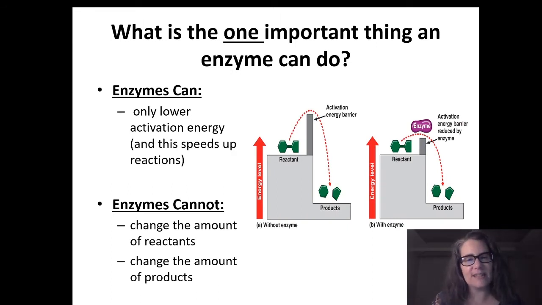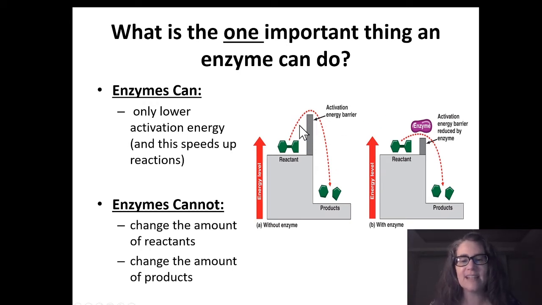So how do they do this? How do they speed up a chemical reaction? Enzymes really do one important thing. Enzymes lower activation energy of reactions, and by lowering activation energy, it causes these reactions to go faster. Now, activation energy is the energy required in a reaction to make it go forward.